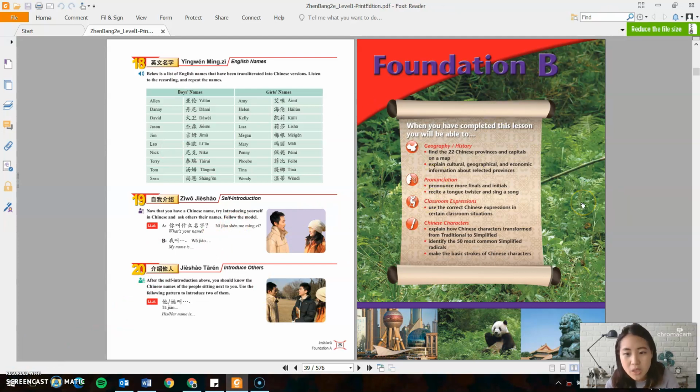Now, foundation B. You will have found the 22 Chinese provinces and capitals on a map, explain cultural, geographical, and economic information about selected provinces, pronounce more finals and initials, recite a tongue twister and sing a song, use the correct Chinese expressions in certain classroom situations, explain how Chinese characters transform from traditional to simplified, identify the 50 most common simplified radicals, make the basic strokes of Chinese characters.